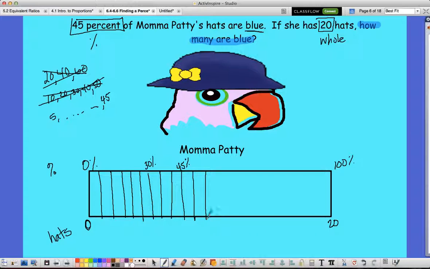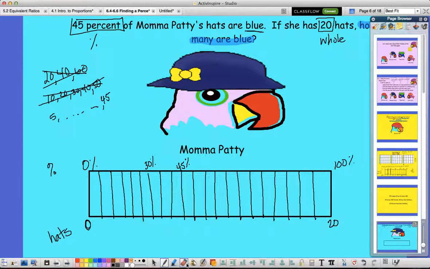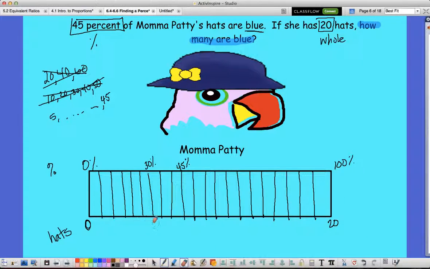50, 55, 60, 65, 70, 75, 80, 85, 90, 95, 100. Now, is my diagram perfect and absolutely equal? No. It should be close to equal, but it does not need to be perfect because I understand that you're human and some of you might be able to draw fantastically and draw pretty close to equal. Majority of us, though, aren't that talented, as you very well can see.